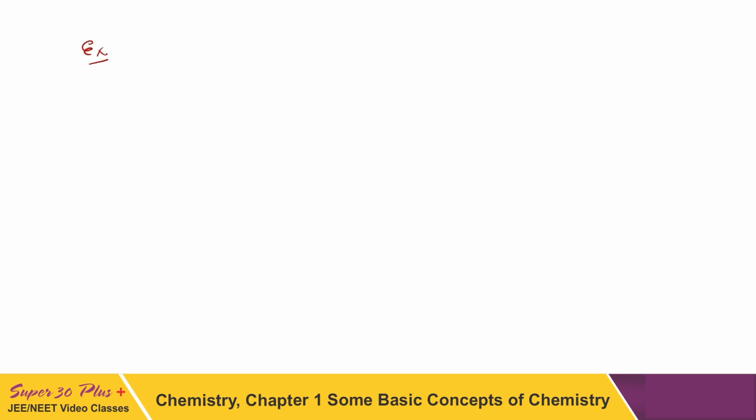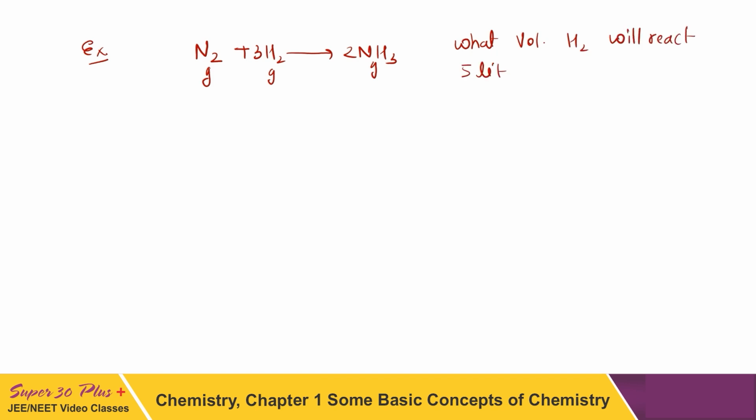Again, if I choose the example of the Haber process, N2 plus 3H2 gives 2NH3. I'll ask what volume of hydrogen will react with 5 liter of N2. Now both of the data are for reactants. Volume of one reactant, that is nitrogen, is given, and volume of another reactant, that is hydrogen, is being asked.